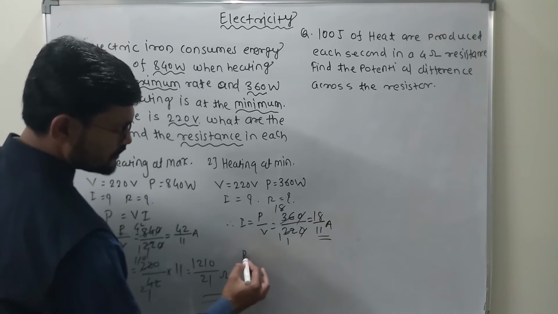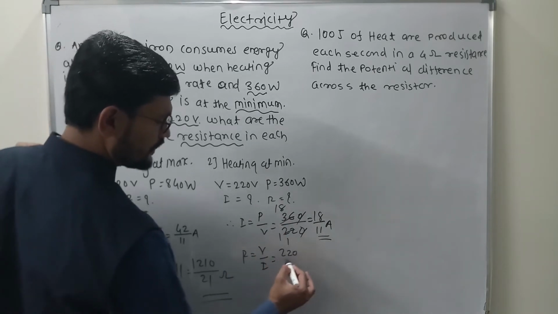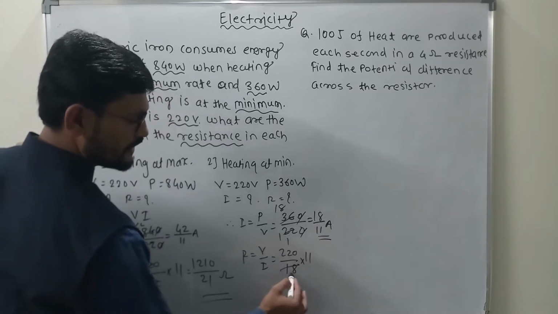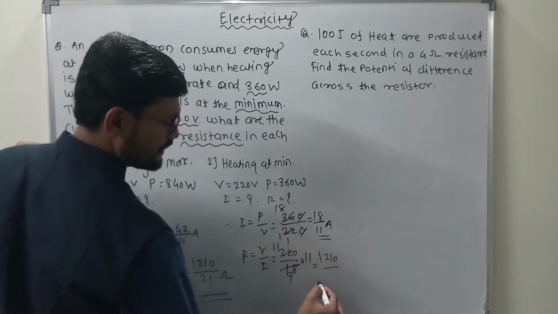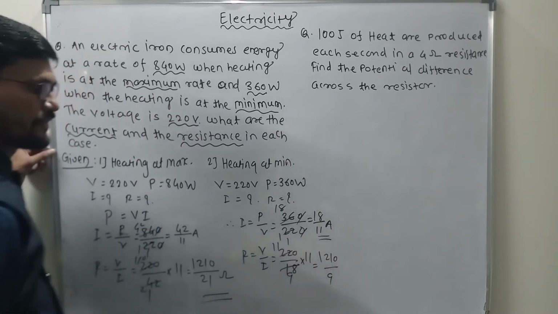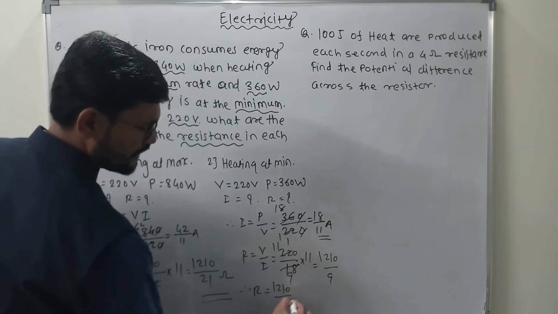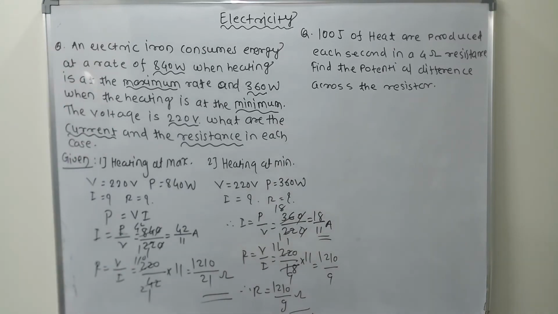How to calculate the resistance? R is equal to what? V by I. What is the V? That is 220. What is the I? 18 by 11. Clear? Similarly, 9, 1, 1. So how much is the answer? 1210 divided by 9. Clear? So therefore, R is equal to 1210 divided by 9 ohm. So this is exactly how we can do this example.